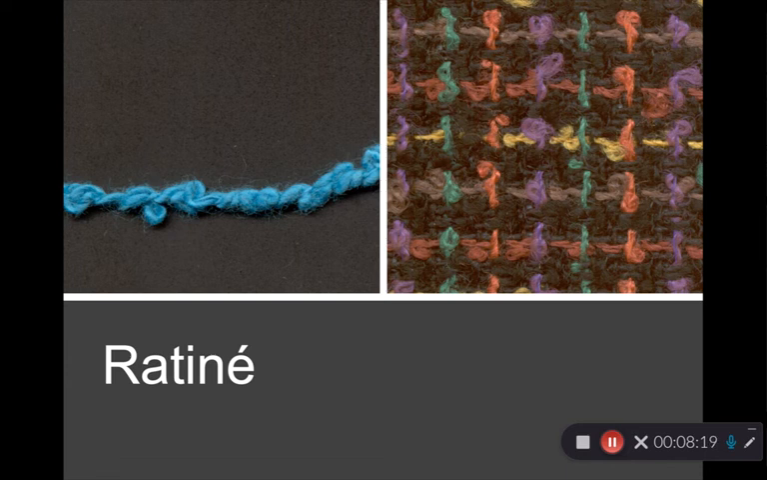Another one is a ratiné. This is also something where you have a ply that loops back on itself, but it's very tight to the core yarn. And so it doesn't have a huge textural effect, but it does create more surface area in the fabrics that it's put on.